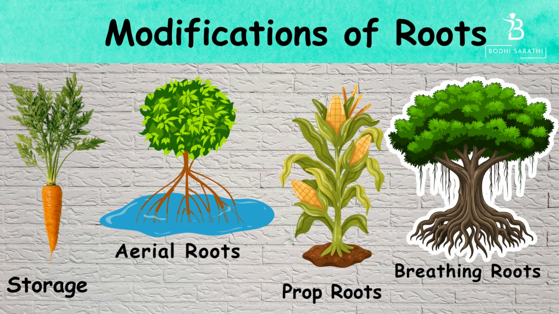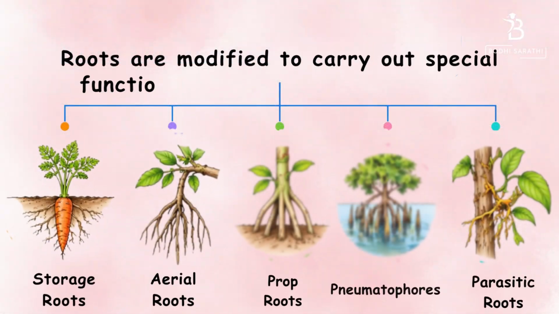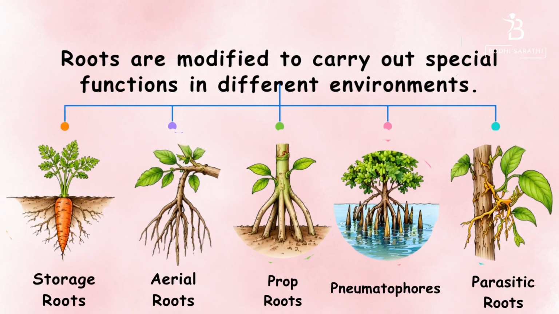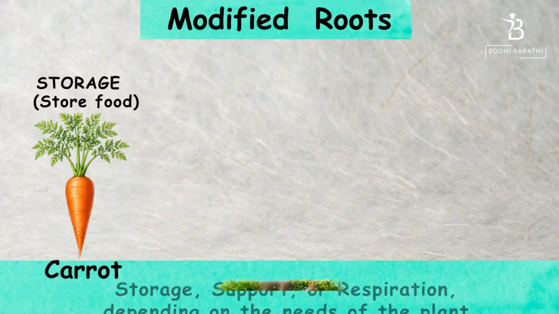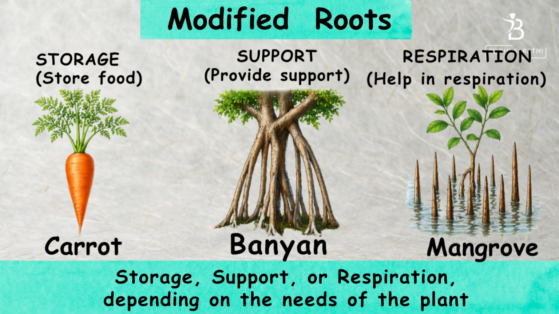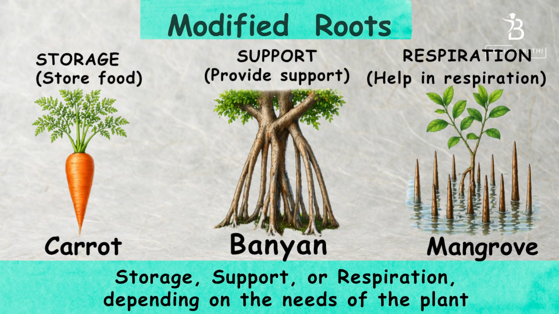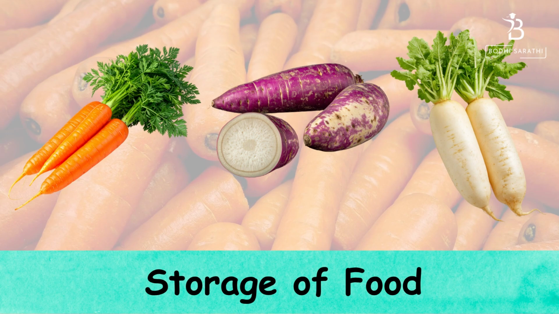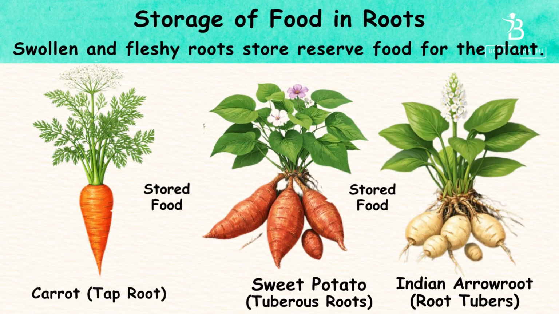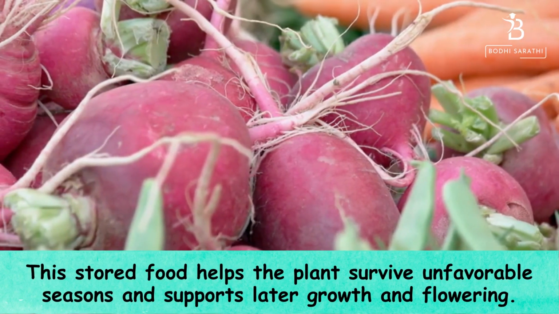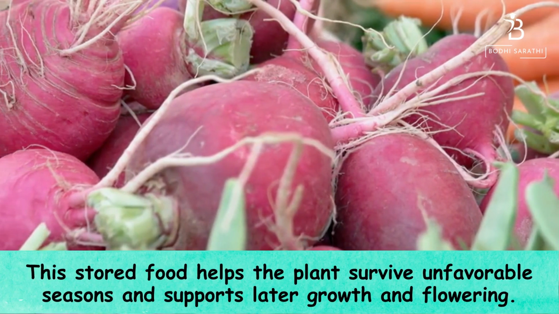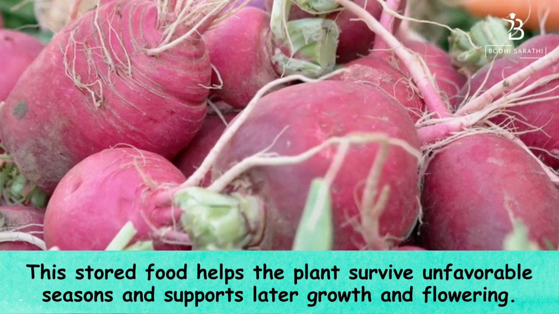Modifications of roots. Roots are modified to carry out special functions in different environments. These modifications may help in storage, support, or respiration depending on the needs of the plant. Storage of food. In some plants, roots become swollen and fleshy to store reserve food. This stored food helps the plant survive unfavorable seasons and supports later growth and flowering.